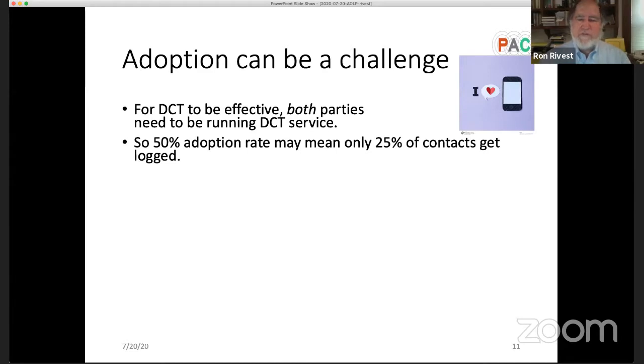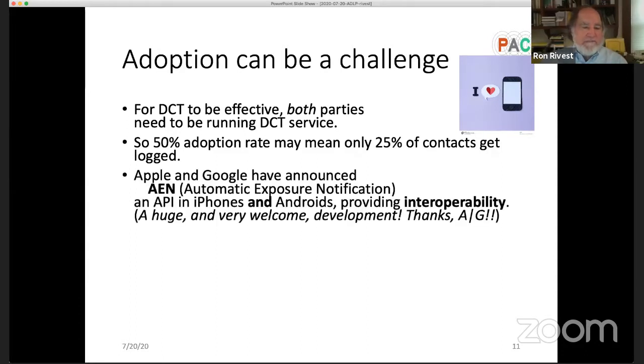So if we only have a 50% adoption rate, only 50% of the phones are running this kind of service, then maybe only 25% of the contacts get logged, because there's a 50% chance that I have it and a 50% chance you have the app, and so the product of those two is 25%. So the fraction of contacts that get logged this way may be small if the adoption rate isn't fairly high. By fairly high, I mean 60, 70%.